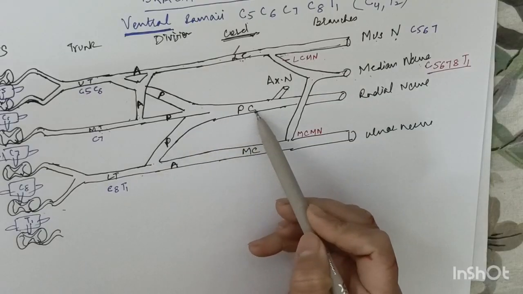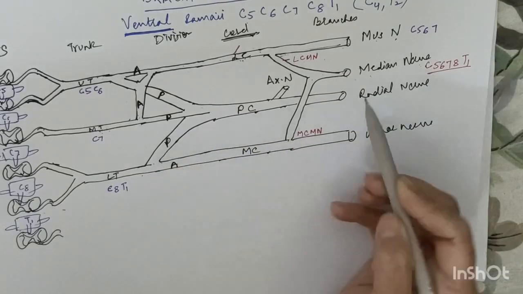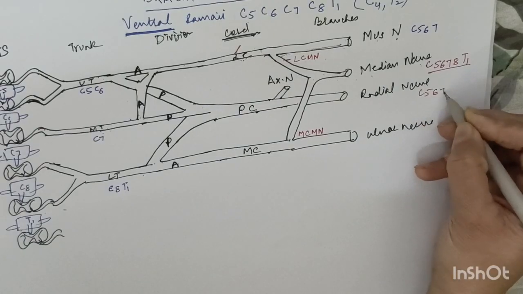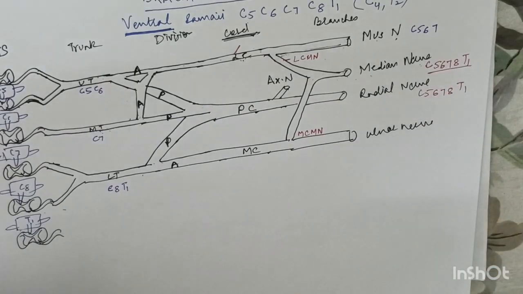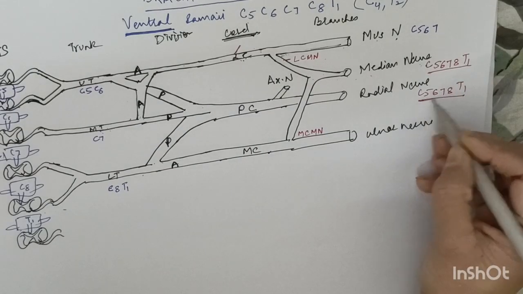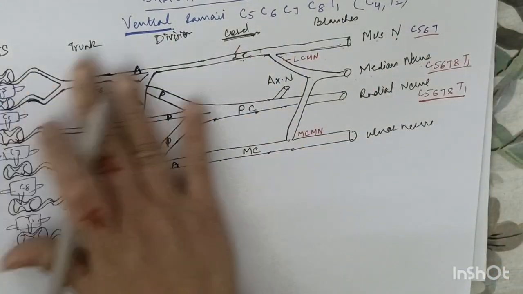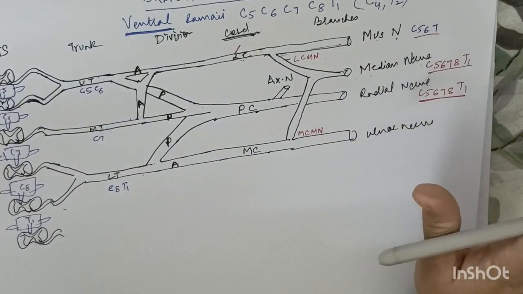The posterior divisions of all three trunks, upper trunk, middle trunk and lower trunk, form the posterior cord. This gives rise to the radial nerve. So the radial nerve's root value is also C5, C6, C7, C8 and T1. Now you will remember these nerve root values, and you need not mark them up, because if you remember this chart, you know how to label the nerve roots.